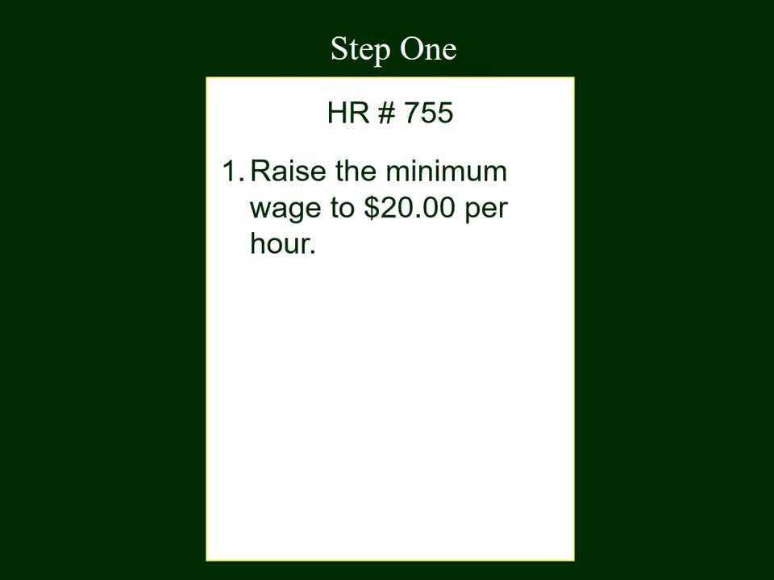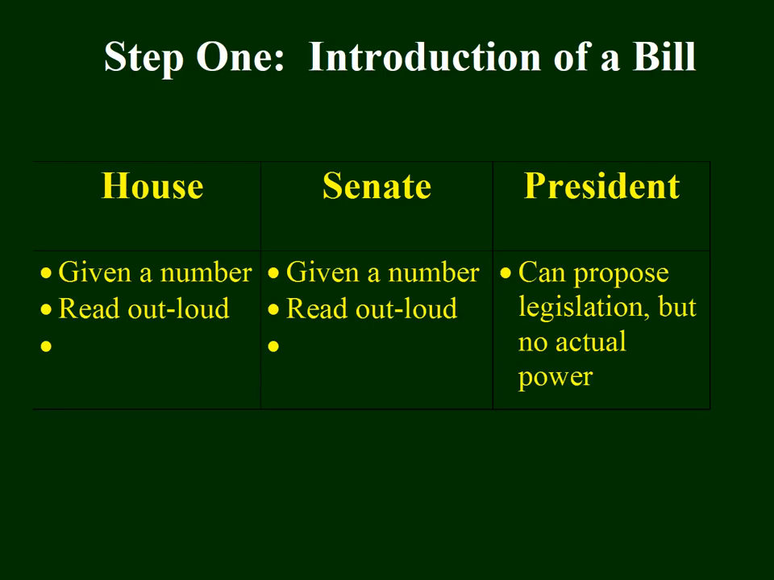So I'd like to start with a fictional bill. We'll give it a number. We'll call it House Resolution, or HR, number 755. And our proposal, well, we'll keep it simple. Let's raise the minimum wage to $20 an hour. Now, the goal of one legislator might be to increase the minimum wage, but there's one additional thing that needs to happen after a bill has been read out loud in this first step with lawmaking.